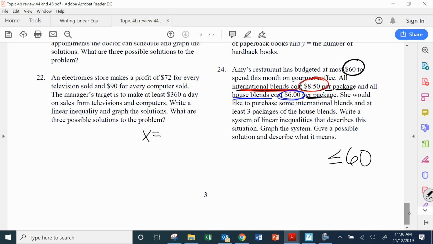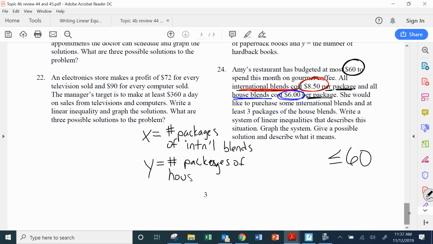So X, I'm going to make the international blend. So the number of packages of, and I'm going to shorten this up just to say international blends. So that's my X. And then that means Y has to be the number of packages of the other kind of coffee, which is house blends. That's kind of the hardest part normally, is coming up with what your variables are.